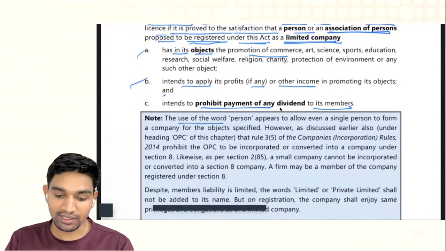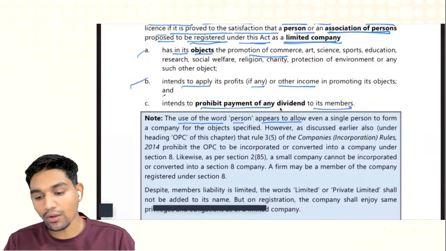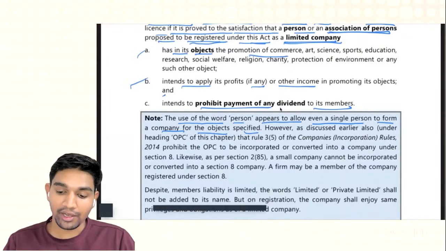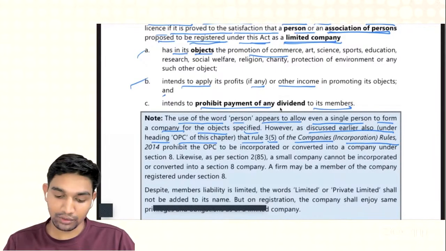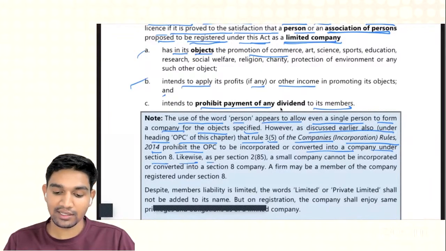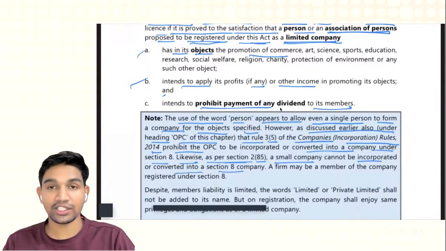The use of the word person appears to allow even a single person to form a company for the objects specified. However, as discussed earlier under the heading OPC of this chapter, Rule 3, Sub-Rule 5 of the Companies Incorporation Rules 2014 prohibits the OPC from being incorporated or converted into a company under Section 8. Likewise, as per Section 2, Clause 85, a small company cannot be incorporated or converted into a Section 8 company.